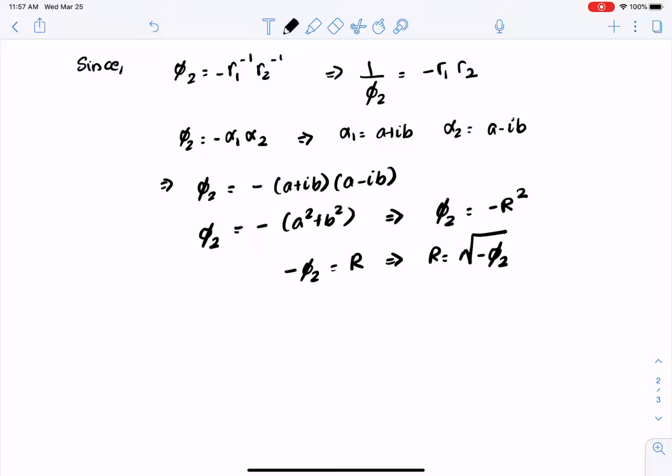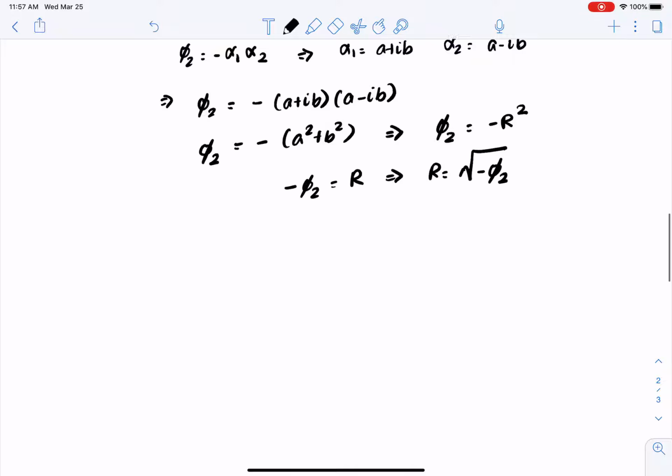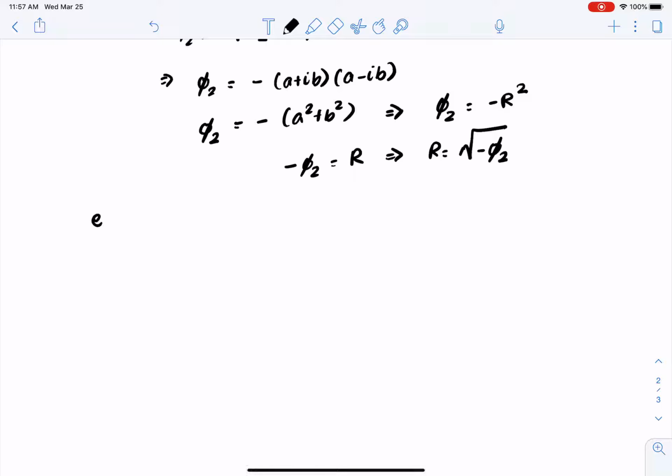So now that we have that part sorted out, we have to recognize Euler's formula. So e raised to ix is equal to cosine x plus i times sine x.